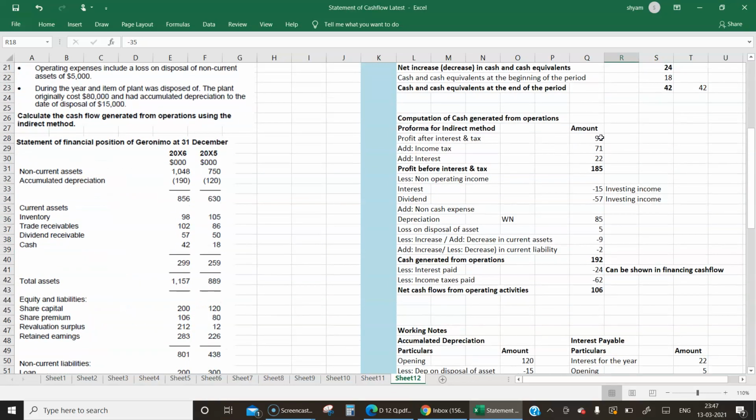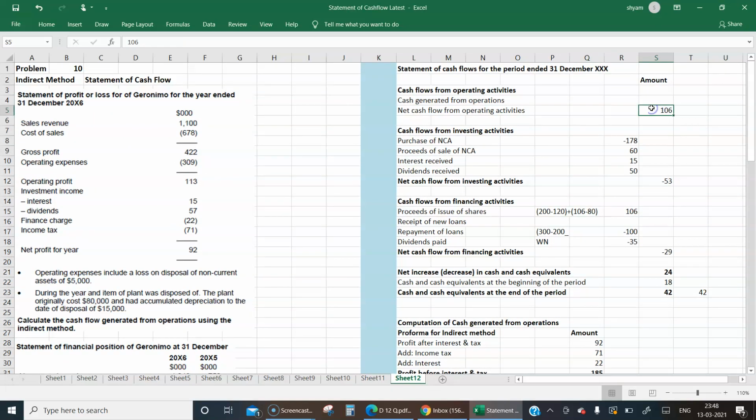We closed first the operating cash flow. We initially got PBIT. From there we adjusted depreciation, loss on disposal, increase and decrease in current asset, current liability. We got cash from operations. We had some working notes for this, and we got net cash flow from operations. We took this number and we put it here. And from there we adjusted all these numbers put together. We showed it as cash flow from investing activity. These numbers we added and we showed outside as cash flow from financing activities. All these numbers we added together.